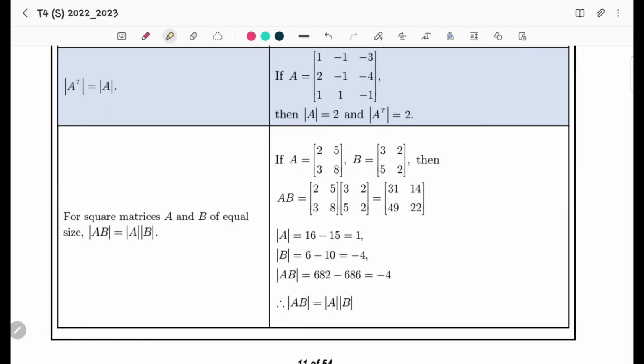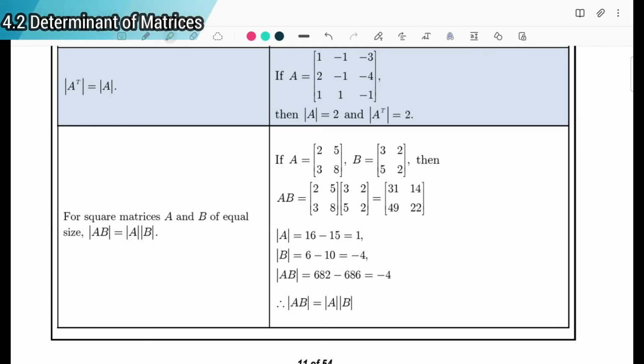The determinant of the transpose of A is just equal to the determinant of A. For square matrices A and B of equal size, the determinant of A times B is equal to the determinant of A times the determinant of B. So you can see here, the determinant of A is equal to 1, the determinant of B is equal to negative 4, then the determinant of AB is equal to negative 4.